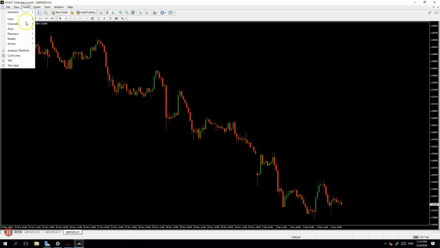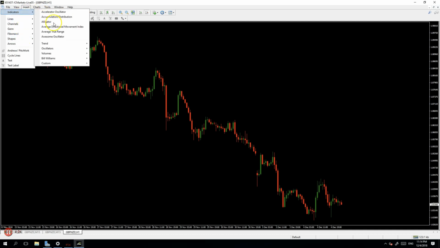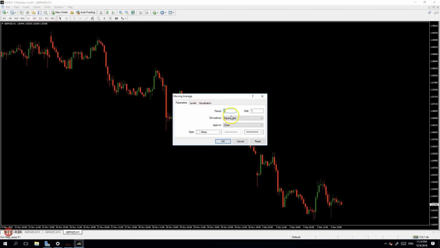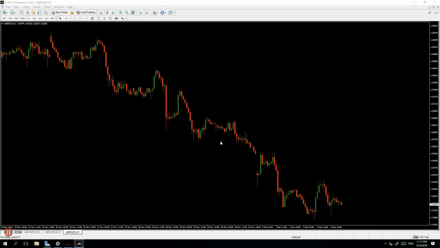Okay, let's insert moving averages. Come to indicators and then just moving averages. Very simple strategy, guys. Trend, moving average. So I'm going to add here 200 moving average, and that's simple, right? And that can be white. That's fine. Okay, and let's add 50 moving average.